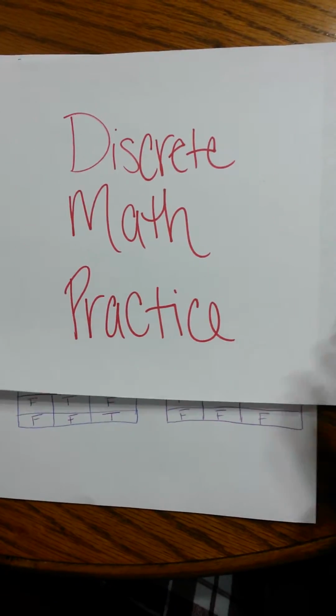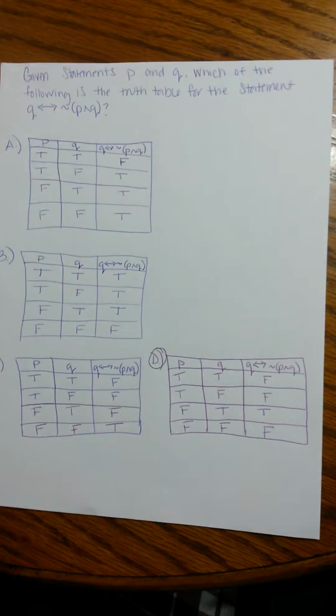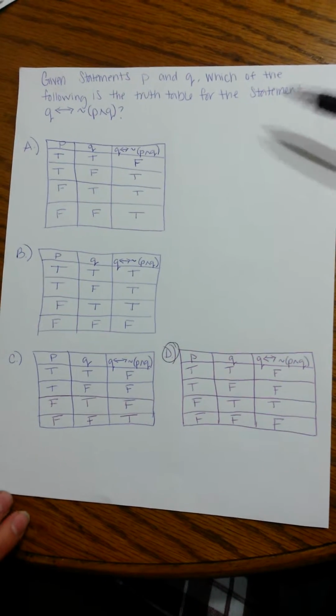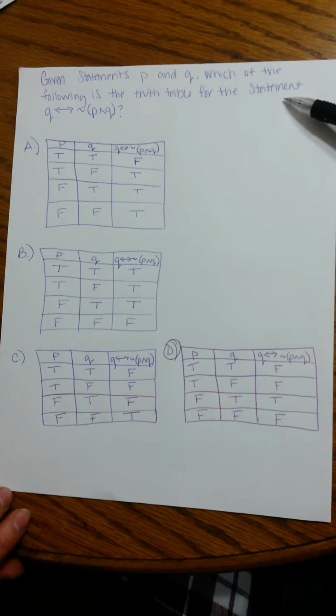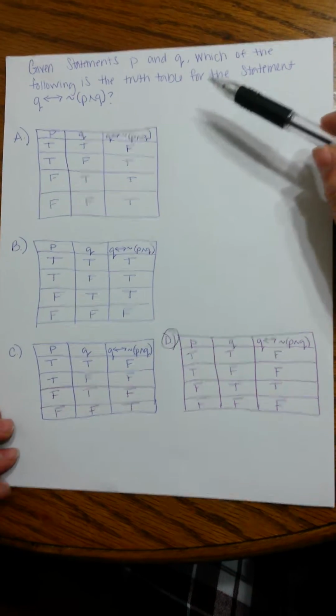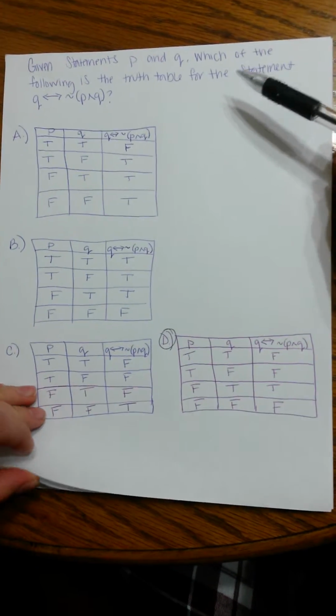Alright guys, we're going to do some discrete math practice. Okay, so the first one says, given statements P and Q, which of the following is the truth table for the statement Q if and only if not P and Q?